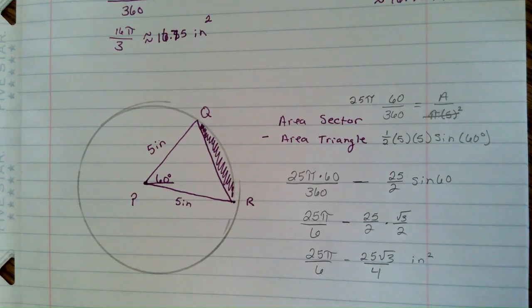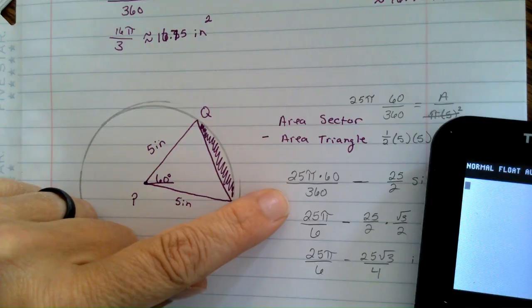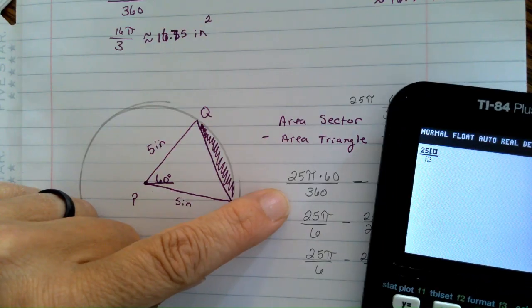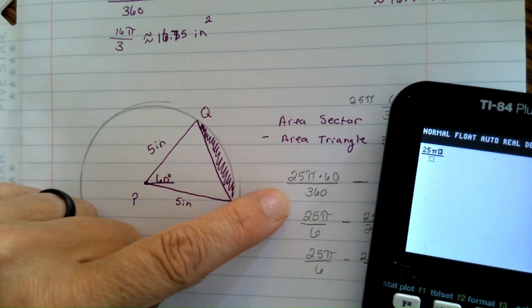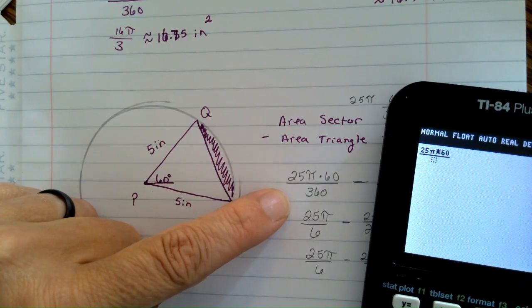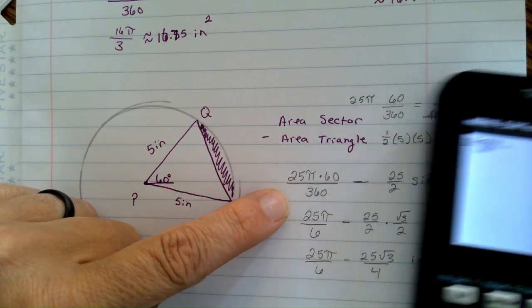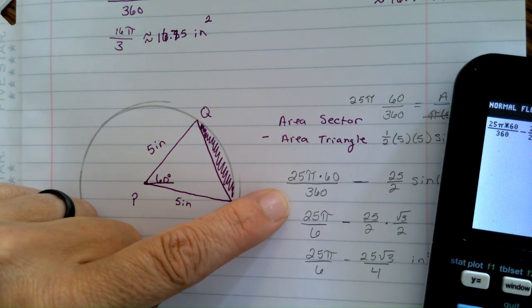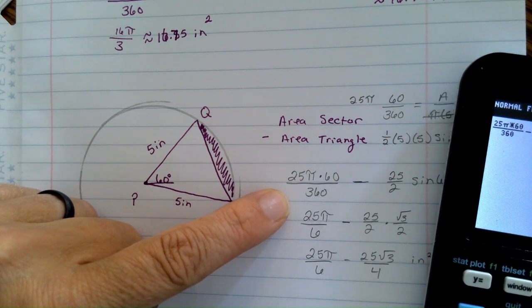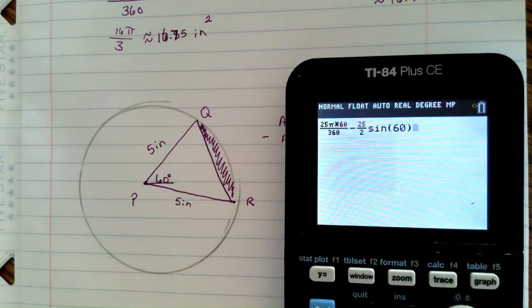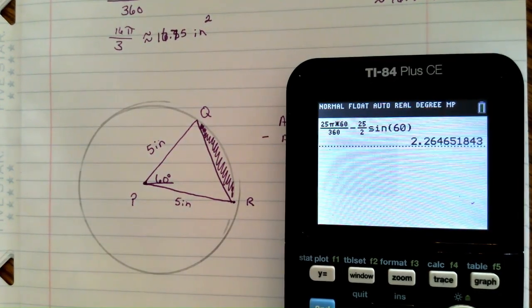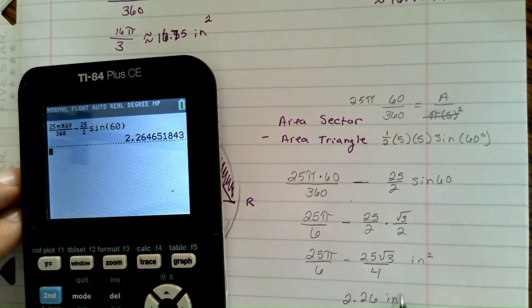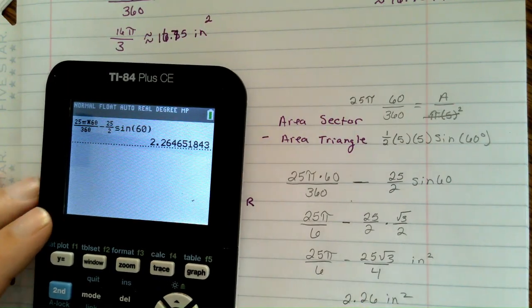I get that most of you are going to go, okay, let's just type this in right here. 25 pi times 60 over 360 minus 25 over 2 sine of 60. Close my parentheses because it's a good habit to close your parentheses. And we get approximately 2.26 inches squared. Well, let's just check to see if that answers the same thing, right?